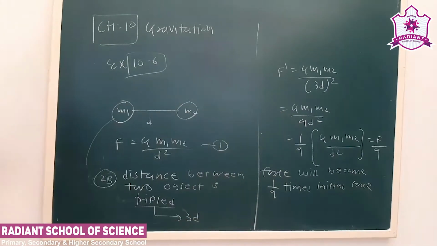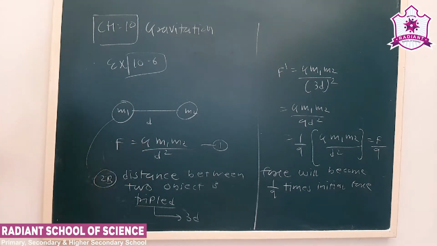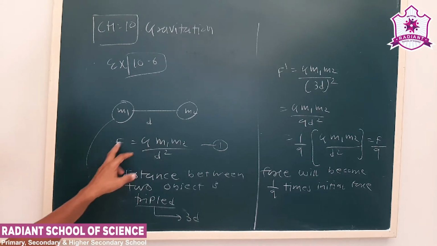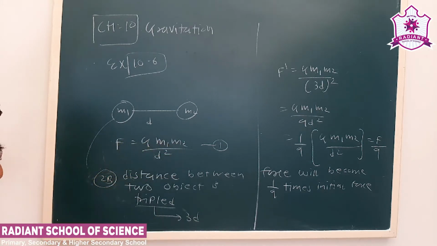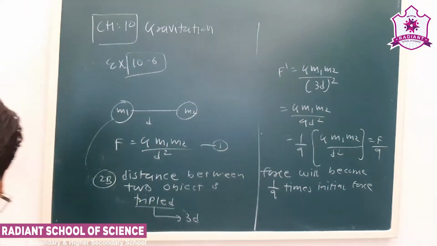Okay, so this is the second part of the question. Initially the force is F, gravitational force between two objects, mass M1 and M2 separated by distance d. Say F is equal to G M1 M2 upon d square. See, the distance will become 3 times, then the force will become 1 upon 9 times.